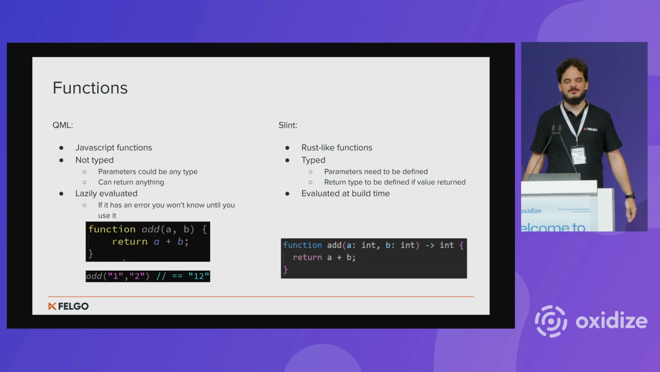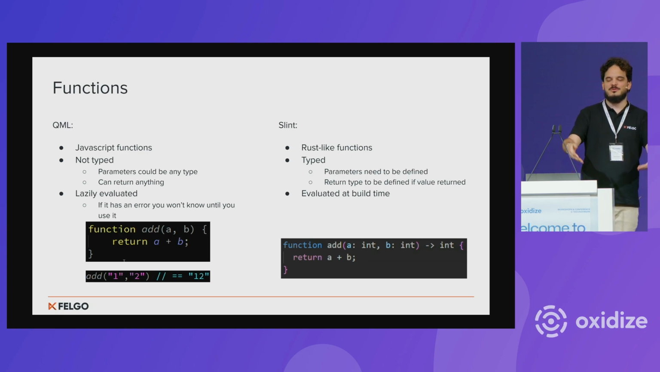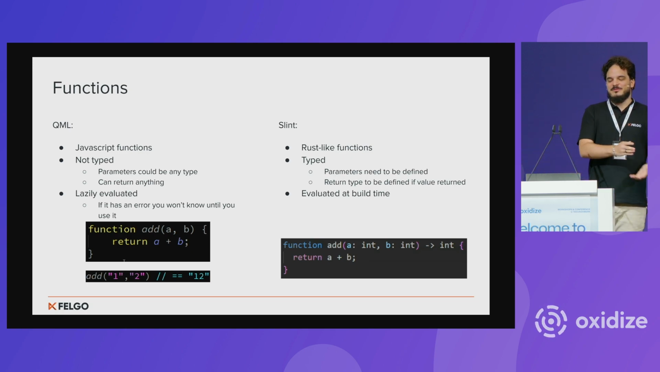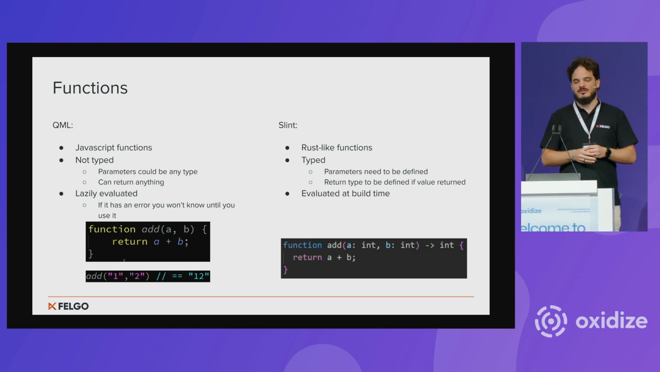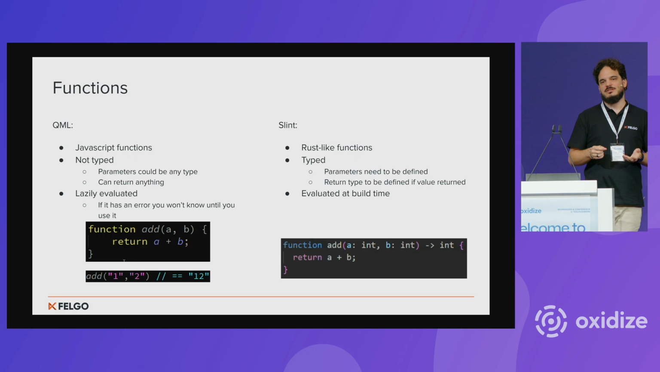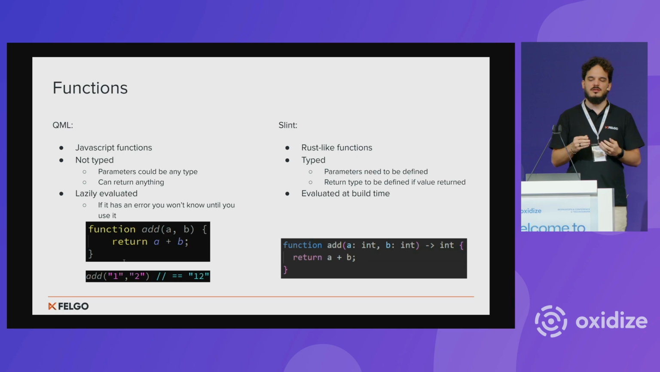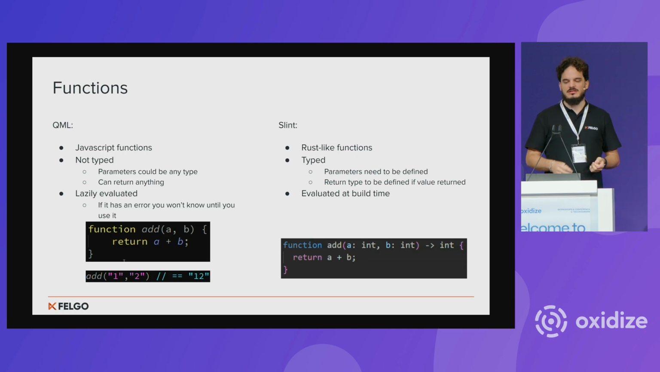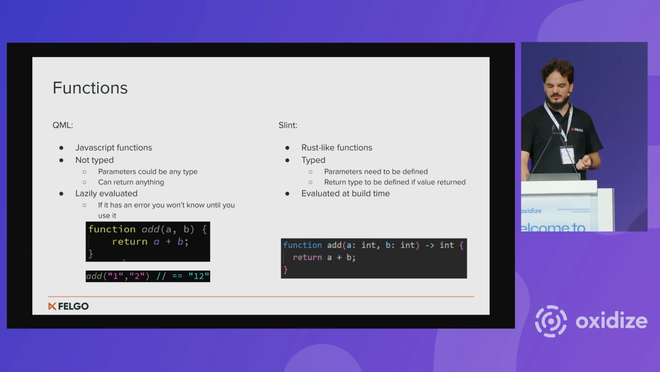For example, a function adding two values, adding 1 and 2, can give you back 12, and you can mix integers and strings as well. In Slint, the functions are typed, and you need to specify the types similarly to Rust while defining a function, and the return type needs to be defined as well if you return something. And this is evaluated at build time, so you will know if you have problems with your functions.